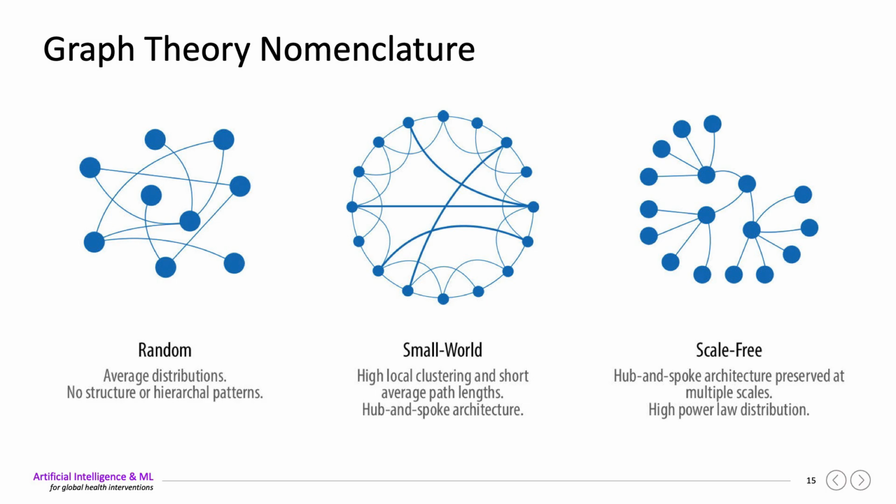A scale-free graph has a hub and spoke architecture preserved at multiple scales and follows a power law degree distribution, meaning a few nodes have very many connections while most have few. Many biological and social networks, including protein interaction networks and disease networks, are scale-free, which has real consequences for how information or infection spreads through them.